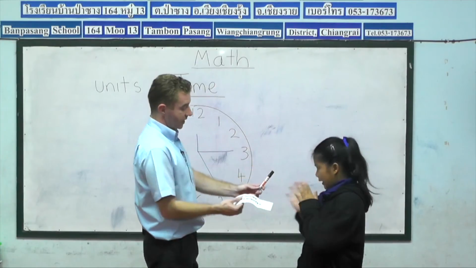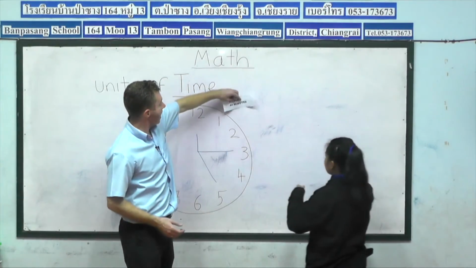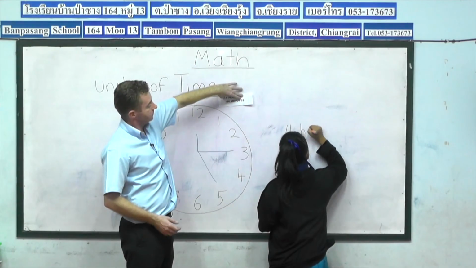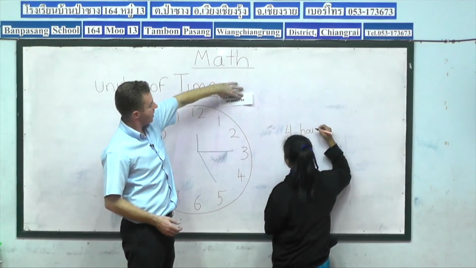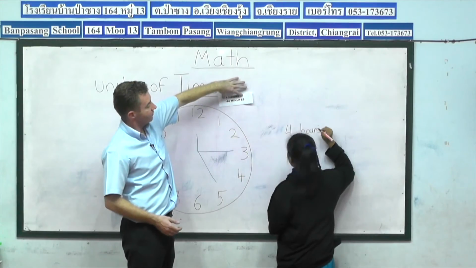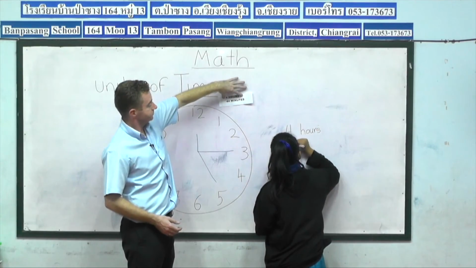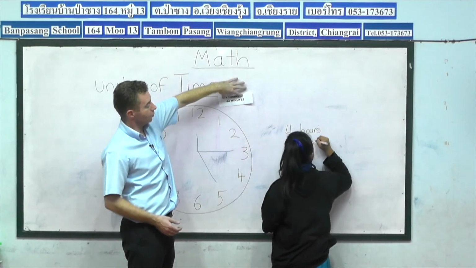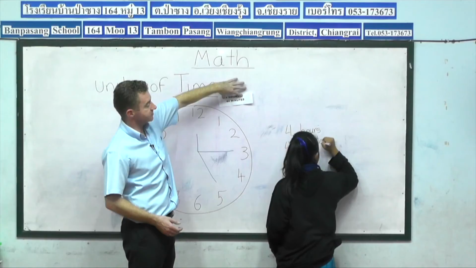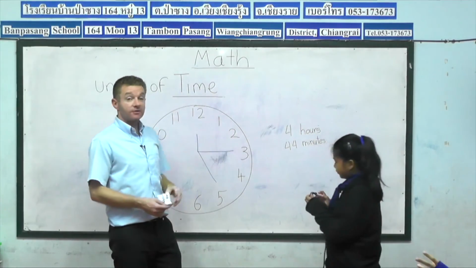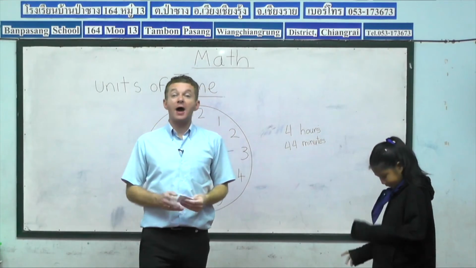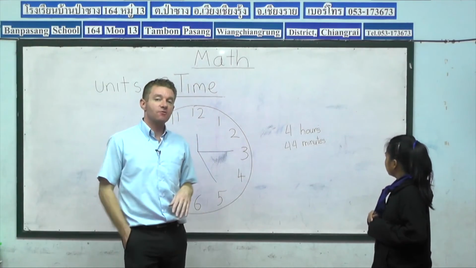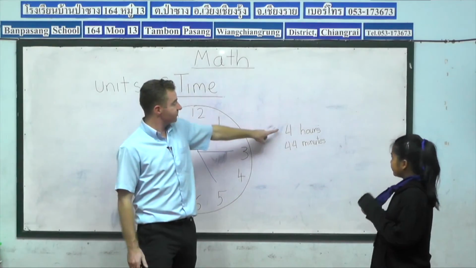So first of all, Lakao, can you write 4 hours and 44 minutes, please? 4 hours, 44 minutes. M-I-N-U-T-E-S. Excellent. Okay, so now we've got our unit of time, 4 hours, 44 minutes. But we want to know how many minutes in total. So how many minutes in 1 hour?